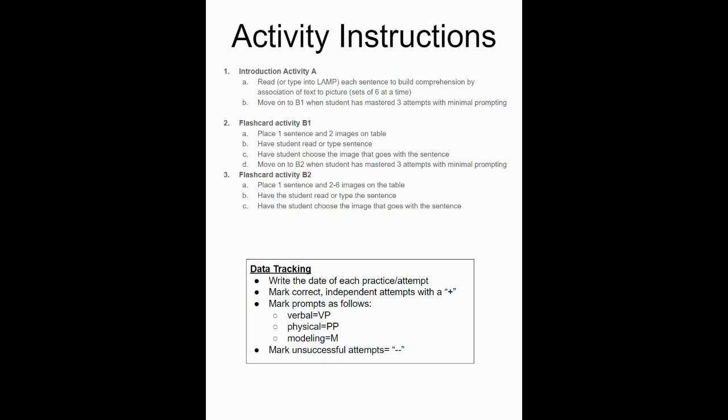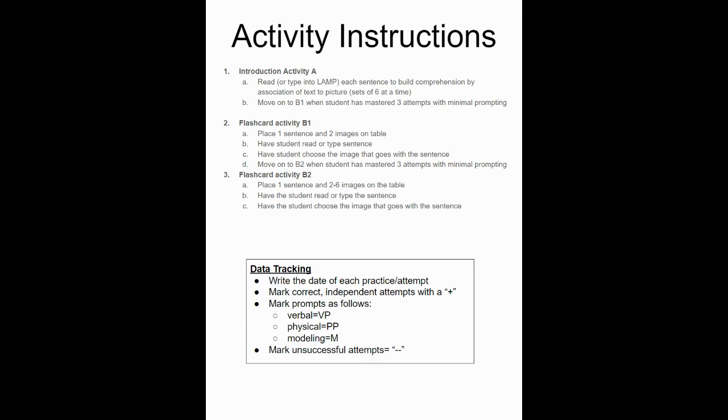Okay, the second activity is up here. The flashcard activities B1 and B2 are both similar activities. They just add a level of complexity to the second activity. So you're going to print out the flashcards that I'm going to send you. They're smaller, so they don't take up as much room. And you're going to put one sentence card and then 2 images on the table, one that goes with the sentence and one that's a distractor.